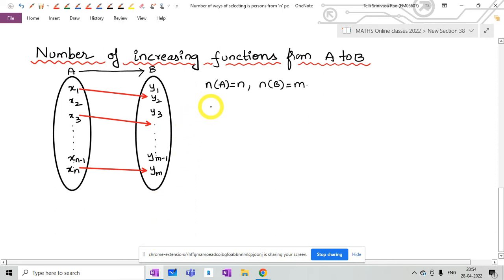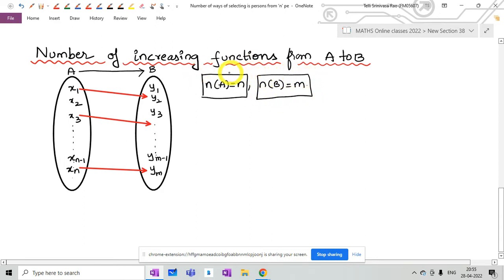Hello students, today we'll be studying the number of increasing functions from A to B. In set A, I have taken some n elements x1, x2, x3, and so on up to xn. In set B, I have taken some m elements like y1, y2, y3, up to ym.